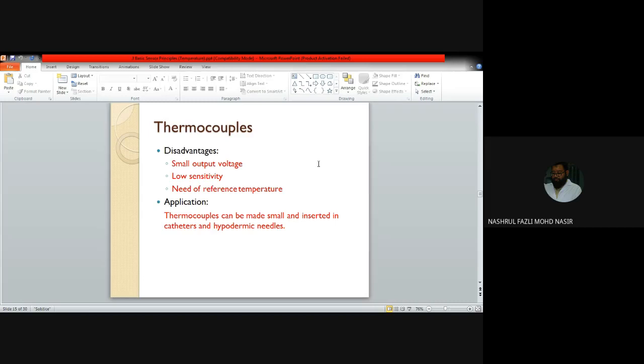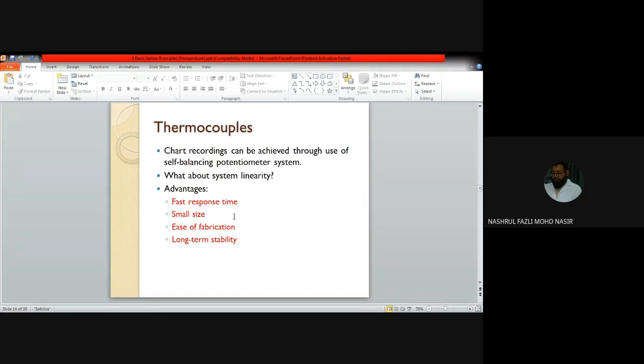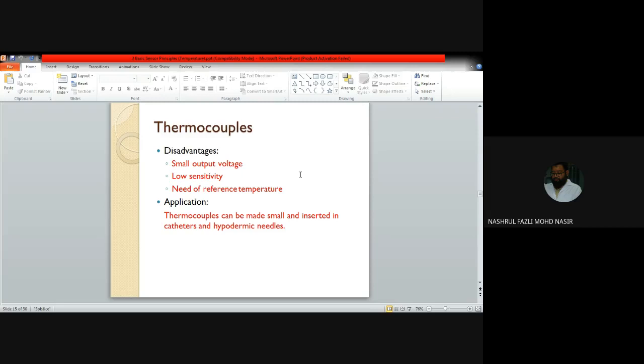Application: you can make it small and then use it in catheters and hypodermic needles. Due to this, that's why in terms of price it is cheaper.